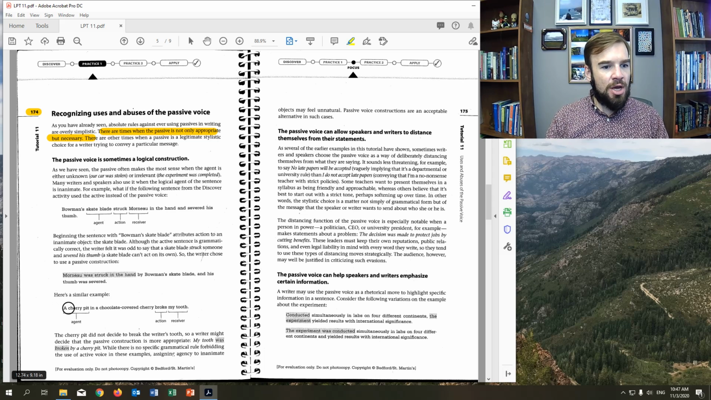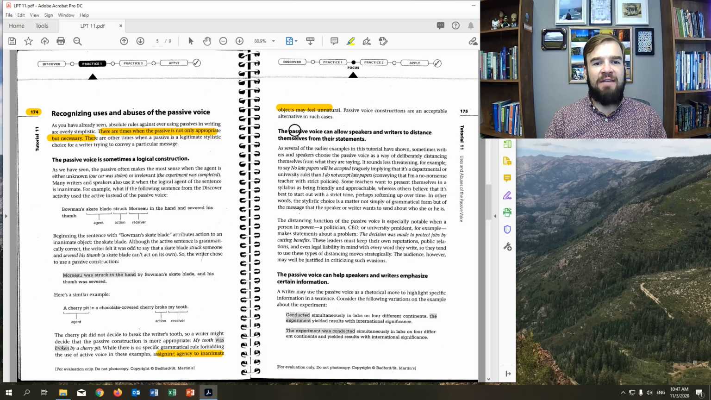Here's a similar example. A cherry pit in a chocolate-covered cherry broke my tooth. Now, as Professor Ferris says, the cherry pit did not decide to break the writer's tooth, so a writer might decide that the passive construction is more appropriate. My tooth was broken by a cherry pit. While there's no specific grammatical rule forbidding the use of active voice in these examples, assigning agency means power, the ability to act, the ability to choose, and assigning agency to inanimate objects may feel unnatural. So passive voice constructions are an acceptable alternative in such cases.